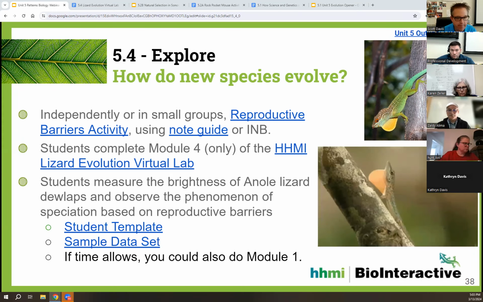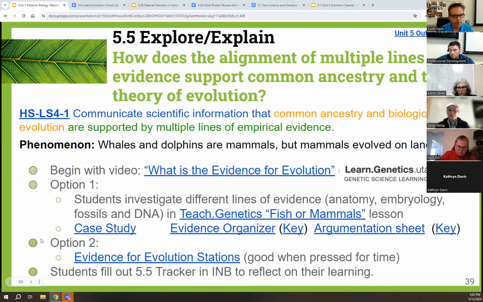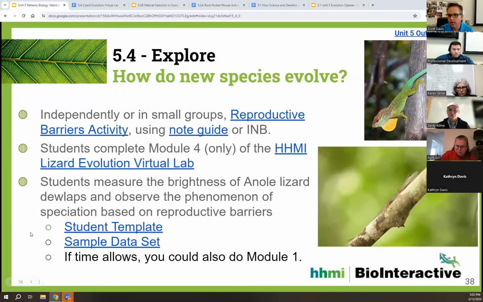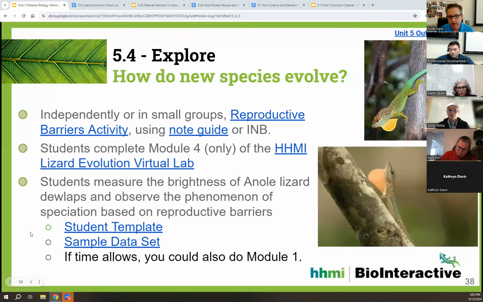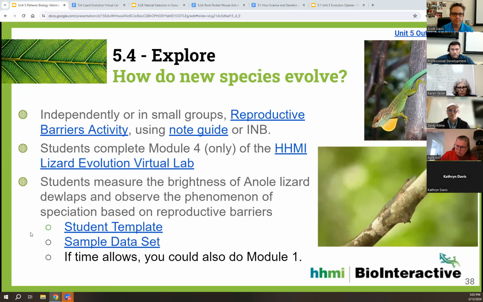So yeah, any questions about this one? It's pretty straightforward, and one that, like I said, you may have done before. If anybody wants to, I do have the California salamander one where it looks at differences in rainfall and climate and how that affects different speciation of California salamanders.